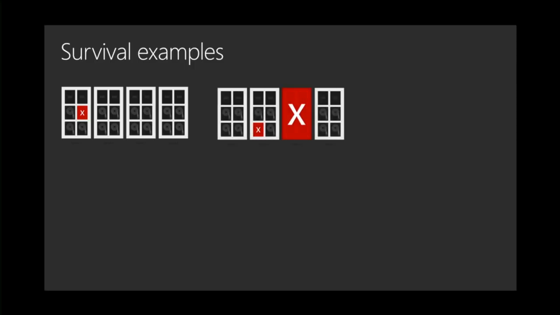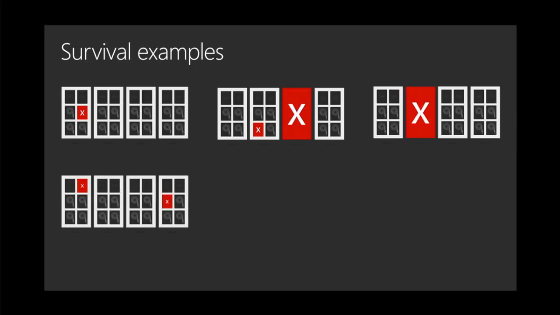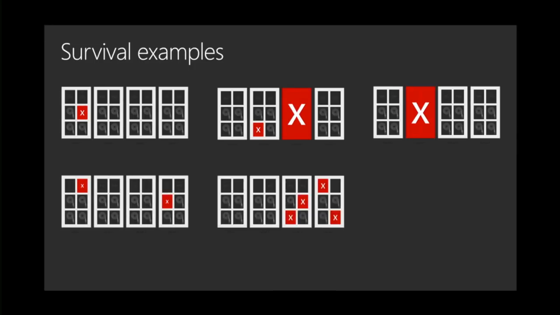I can deal with a single server and 1 disk failure in the 3-way mirror configuration. Obviously, a single server failure, or if I have 2 disks fail in 2 different servers, and then finally, if I have 2 servers with multiple disks failed, as long as the servers stay up and run or are part of the cluster, then Spaces Direct will protect against that.